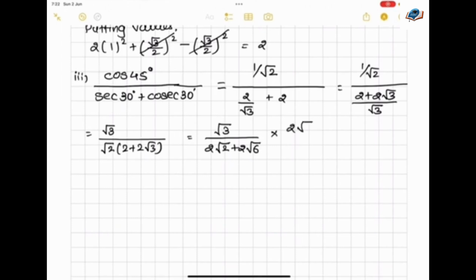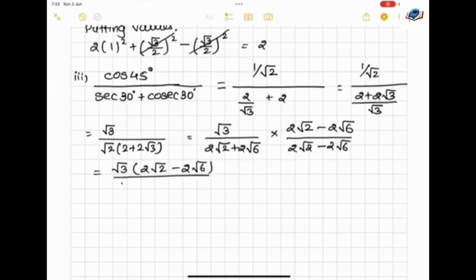If I multiply by the conjugate to rationalize the denominator, I am multiplying it with the conjugate. So into 2 root 2 minus 2 root 6 upon 2 root 2 minus 2 root 6. So root 3 into 2 root 2 minus 2 root 6 upon 2 root 2 whole square minus 2 root 6 whole square.